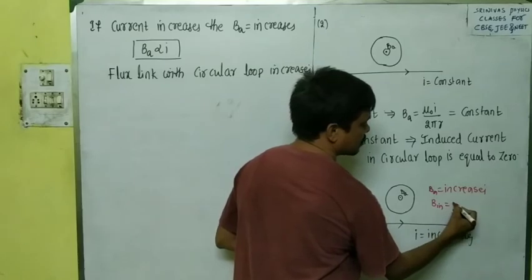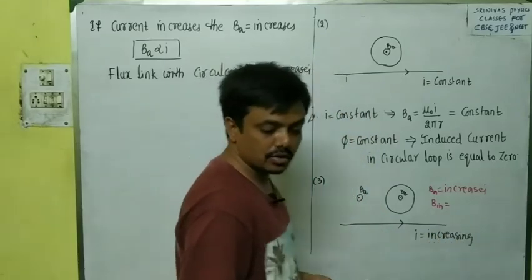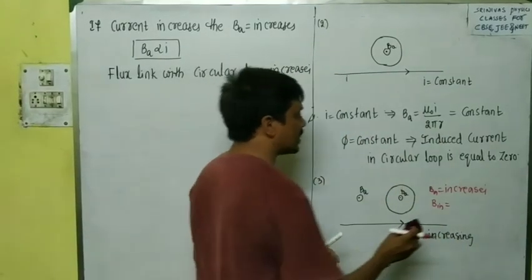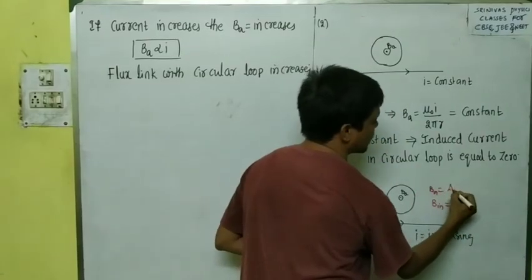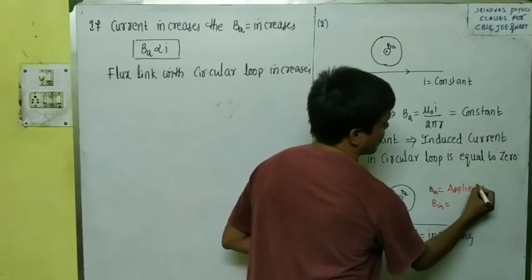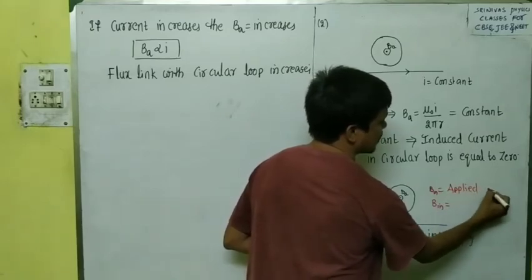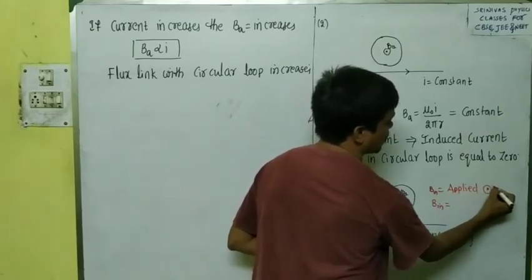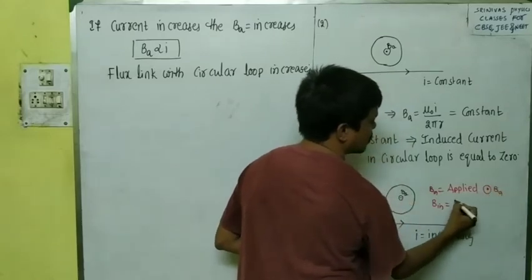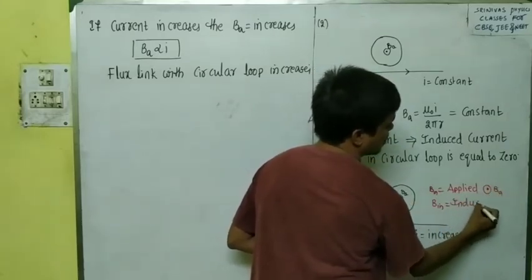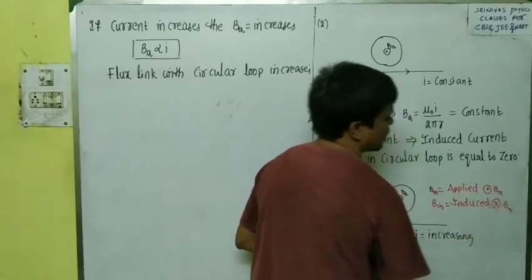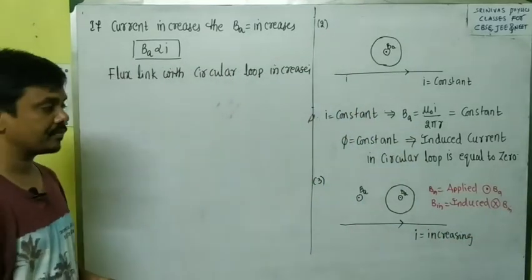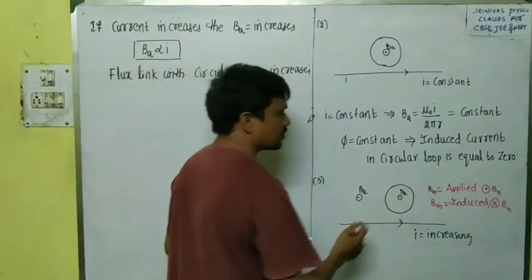This is the induced field. Induced field, how will it be there? This is the applied field. The applied field is outward, and then the induced should be inward, then the net field will be... what happens? The net field decreases.